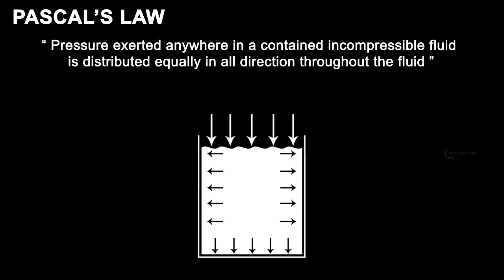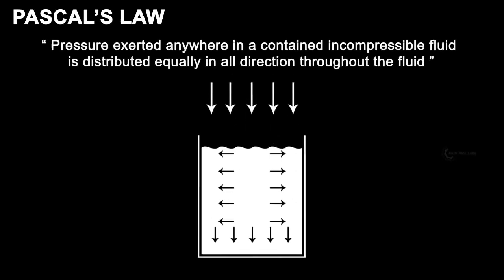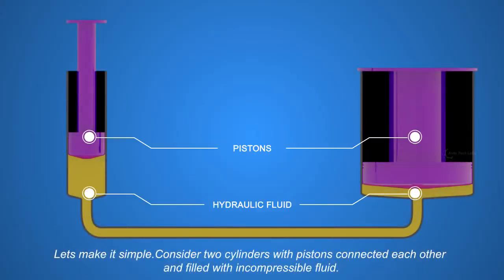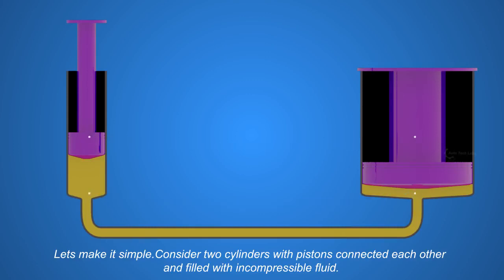The law states that pressure exerted anywhere in a contained incompressible fluid is distributed equally in all directions throughout the fluid. Let's make it simple. Consider two cylinders with pistons, connected to each other, and filled with incompressible fluid.